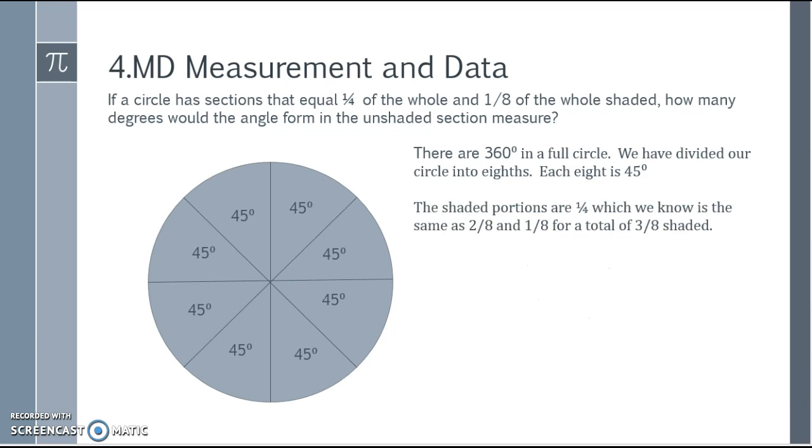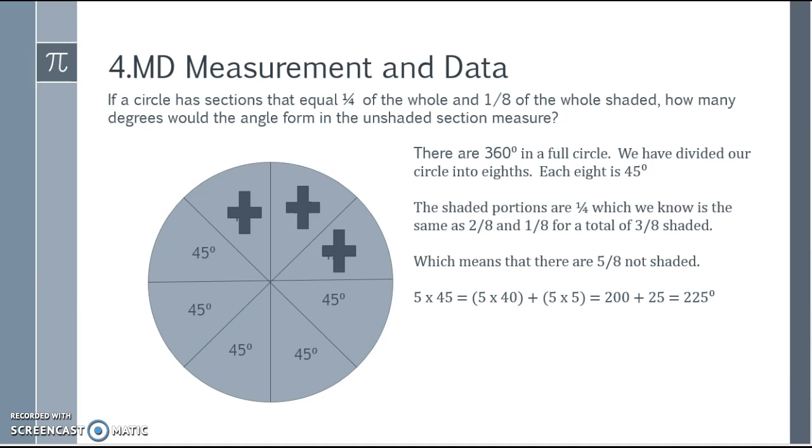The shaded portions are 1/4, which we know is the same as 2 copies of 1/8, and 1/8 for a total of 3 copies of 1/8, which are shaded. Let's let the plus signs there indicate the parts that are shaded, which means there are 5 copies of 1/8 which are not shaded. So 5 times 45 degrees, going ahead and decomposing our numbers. So 5 times the tens, which is 40, plus 5 times the ones, which is 5, 200 plus 25 is 225 degrees.